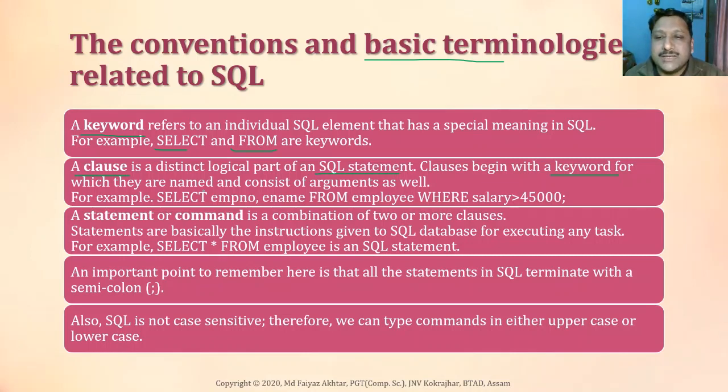A clause is named for its keyword and consists of arguments as well. For example, see here, SELECT empno, ename. SELECT is the command, and here we have added FROM employee, where we have given the table name. FROM is the clause here, and again we have added a WHERE clause: WHERE salary is greater than 45,000. So a command may have one or more clauses. Some clauses may be optional, which we can include or not include, and sometimes some clauses are necessary to include in a command.